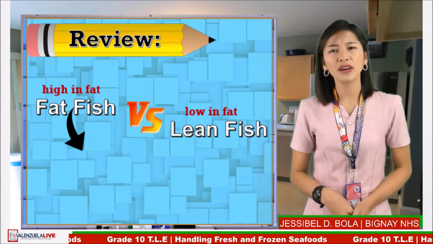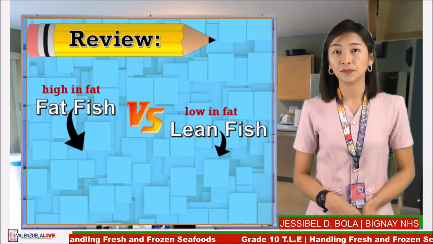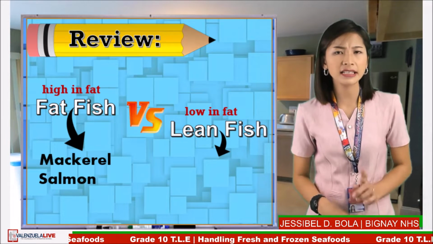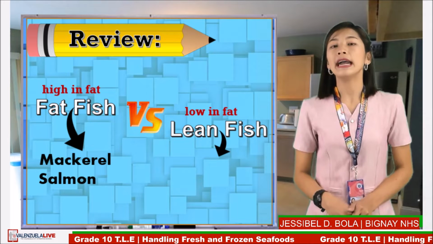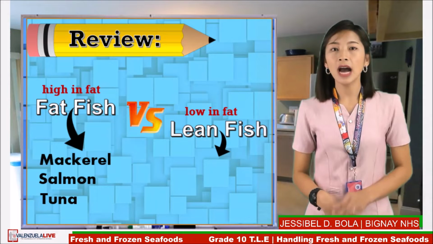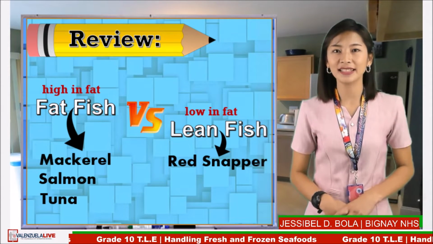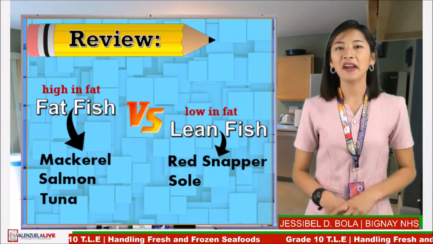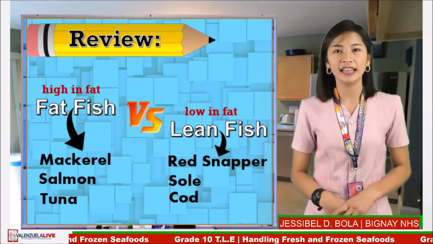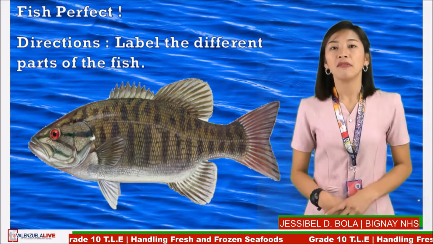Exactly. Now, can you give me an example of a fat fish? Yes, we have there a mackerel. Another example. Yes, we have a salmon. Another one, we have a tuna. Now, let's go with a lean fish. Okay, the red snapper. Very good, the sole. And lastly, yes, we have a cod. So those are just some examples of fish.